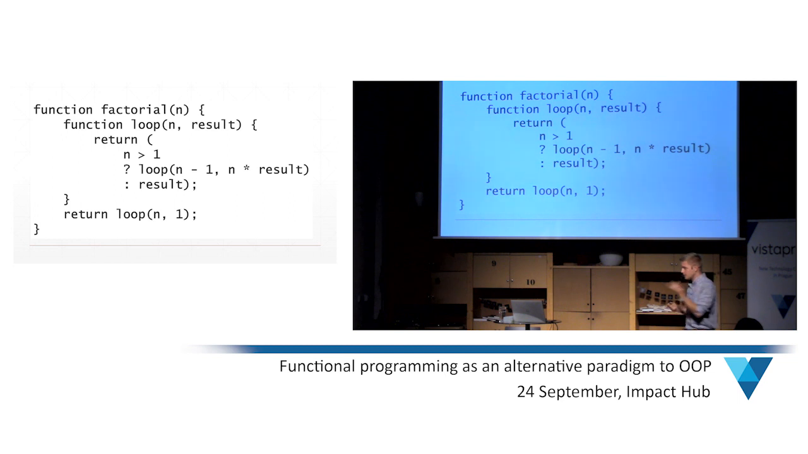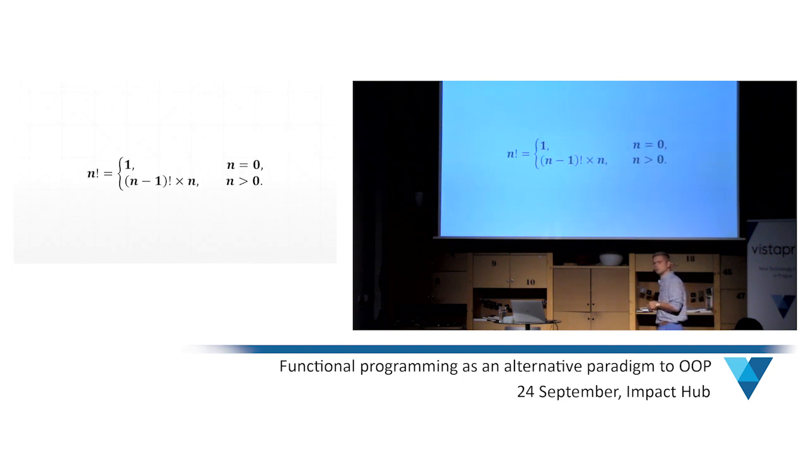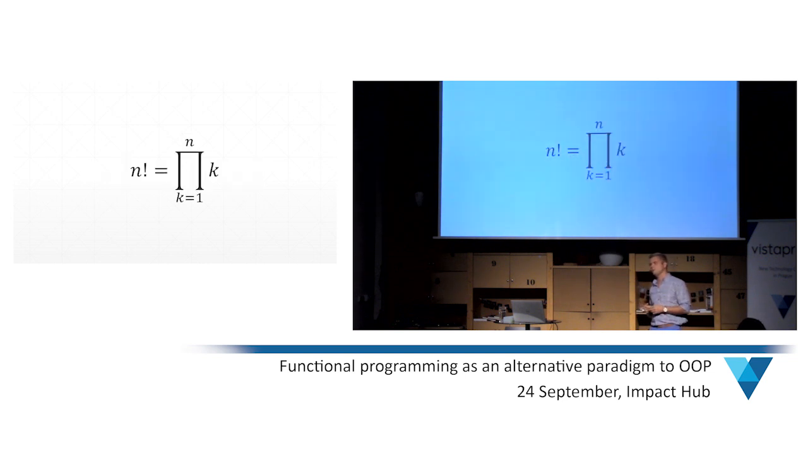But what actually a factorial is, we can describe it with this formula. So for 0, factorial is 1, sorry. But for any number greater than 0, it's n multiplied by factorial of n minus 1. That's one way of describing it. But there is another way of describing it with a product. So basically the product of all the elements, right?